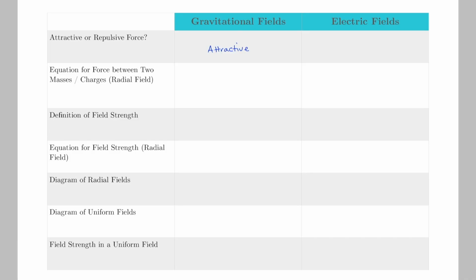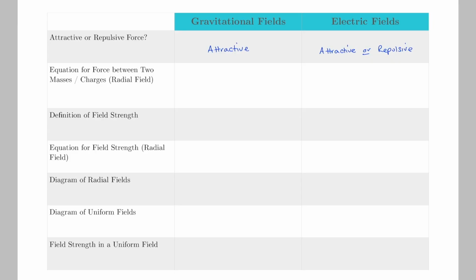For electric fields and forces, the force can be attractive if you have two opposite charges, like a positive and a negative, or it can be repulsive. So if you have two like charges, then the force would be repulsive.